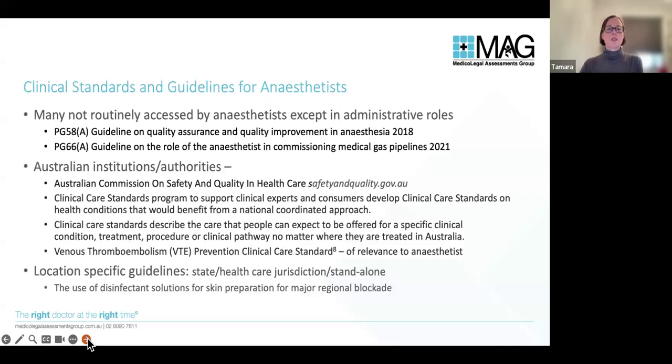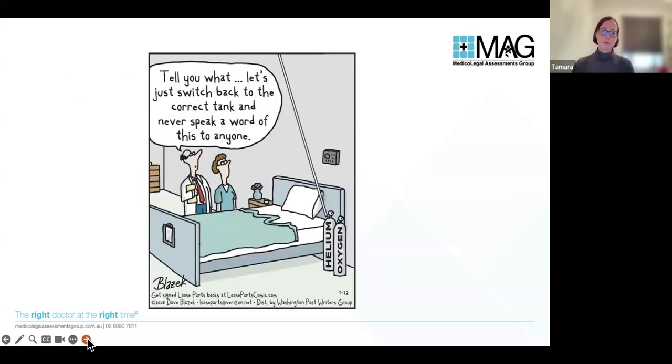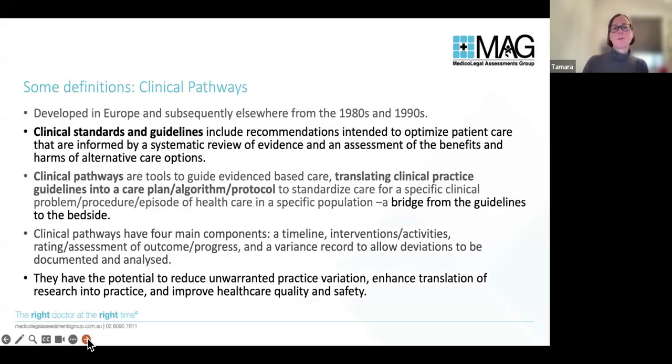I've mentioned the Commission on Safety and Quality and their standards. And I've mentioned that things need to be fairly location specific. There are a lot of different guidelines which you'll find in state health umbrellas or in healthcare jurisdictions, such as a particular healthcare region in Melbourne, or for standalone facilities who tend to have to develop their own protocols based on those of big brothers. Terrified, I was terrified.